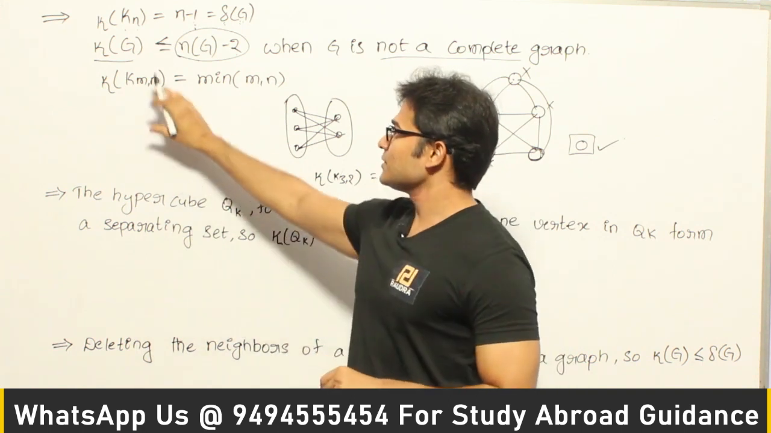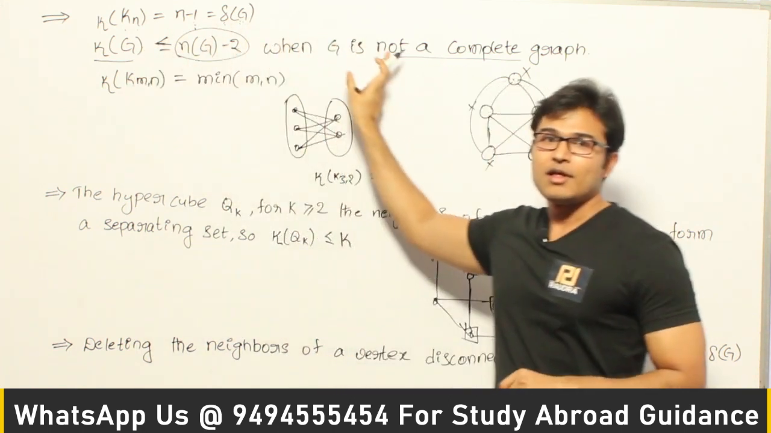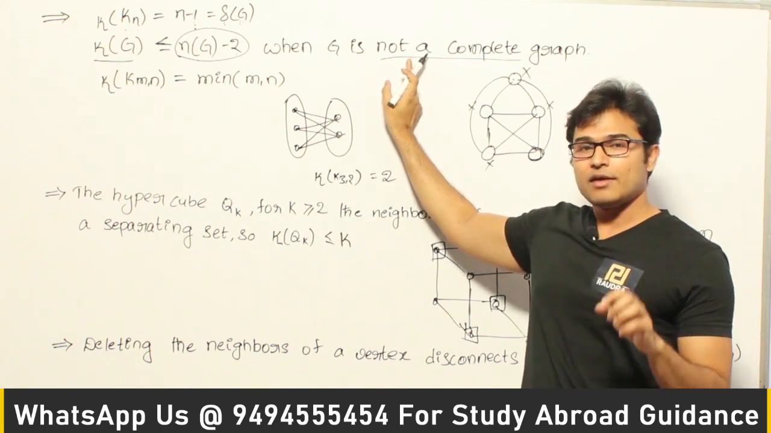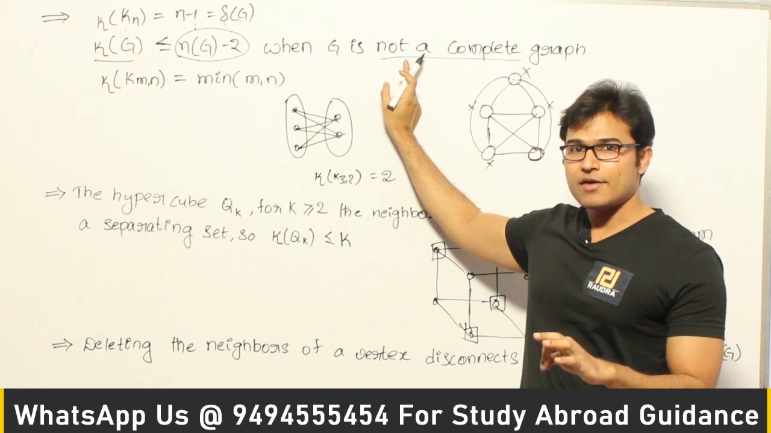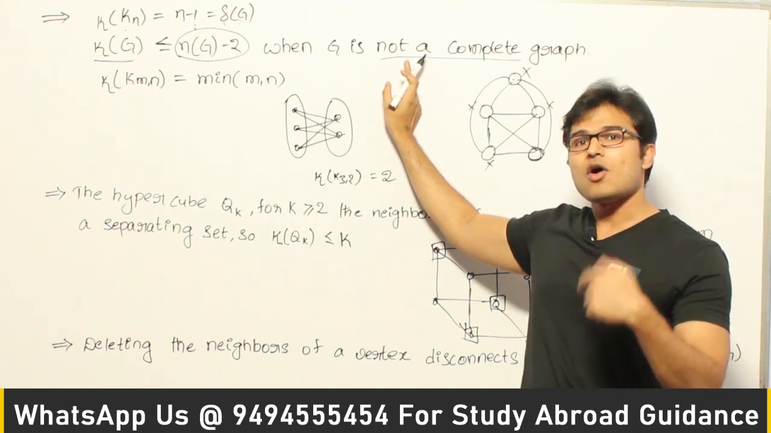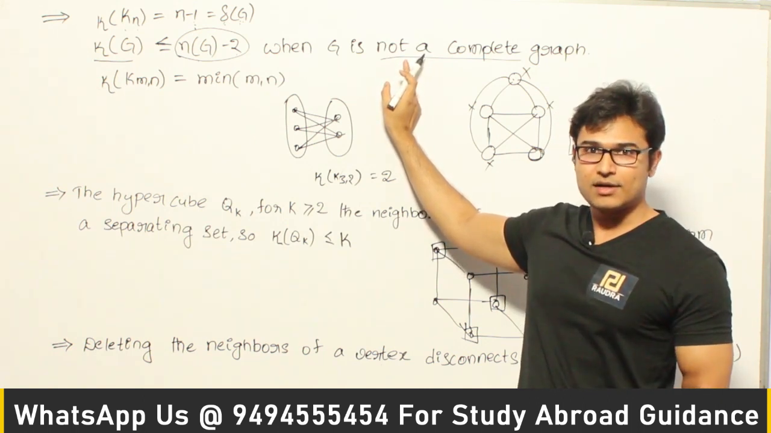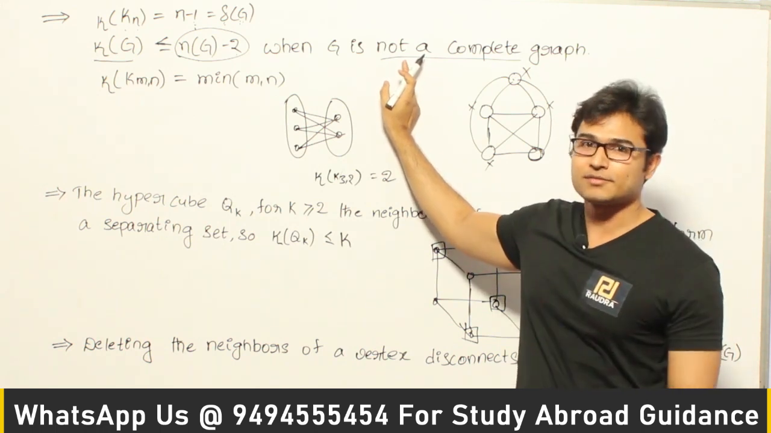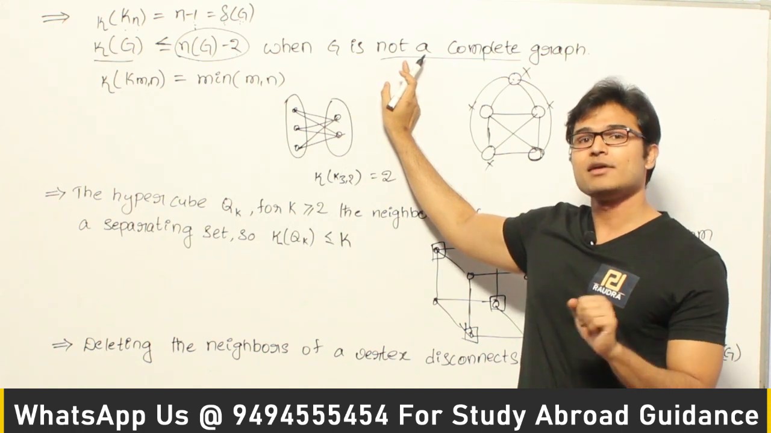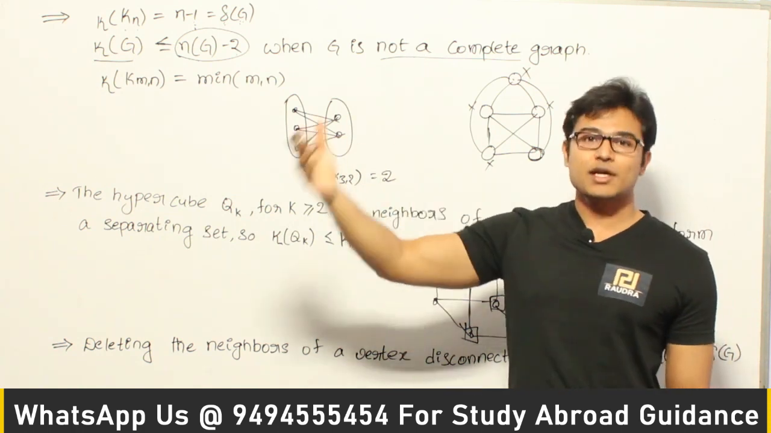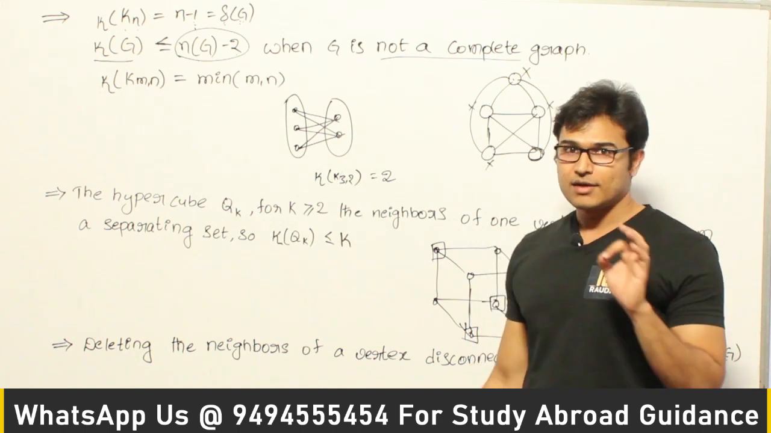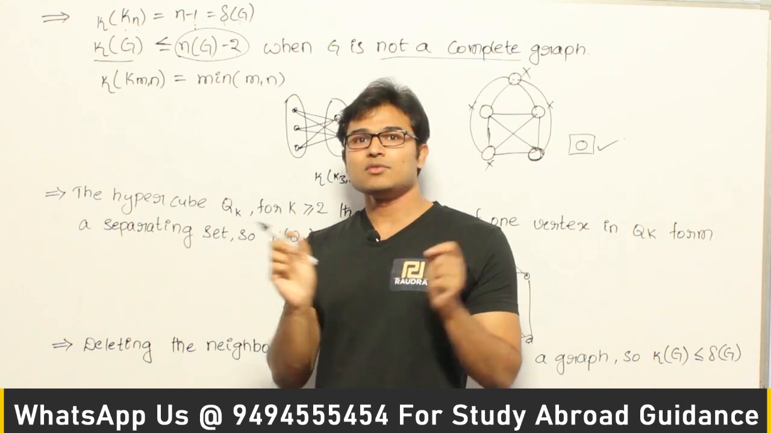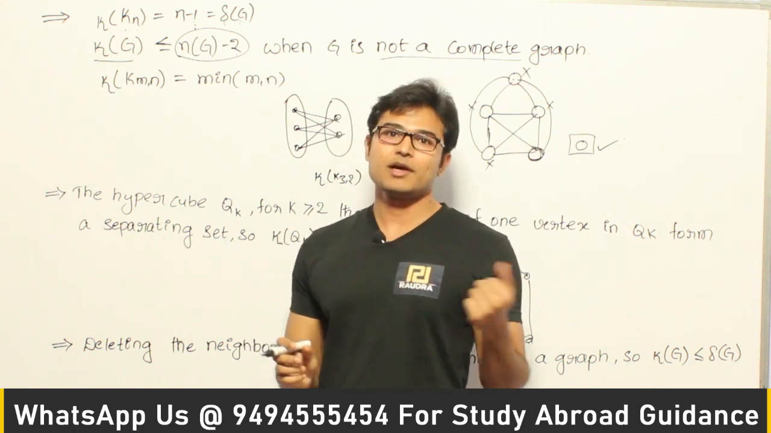Now in order to prove this point, we should assume a graph which is not complete. Now what is a non-complete graph? There should be at least one vertex in the graph which is not adjacent to all the remaining vertices, which means there should be at least 2 vertices in the graph which are not adjacent to each other. Then only that graph is not a complete graph. Otherwise, it will become a complete graph.